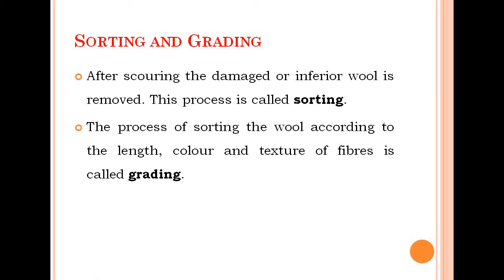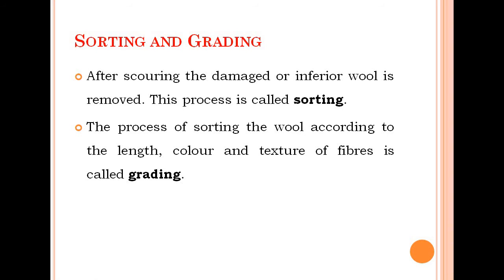Now we are moving to the third process in wool production, and that is sorting and grading. First we will see what is sorting. After scouring, the damaged or inferior wool is removed. This process is called sorting, means the damaged wool or the wool that is not of good quality is removed by a process known as sorting.